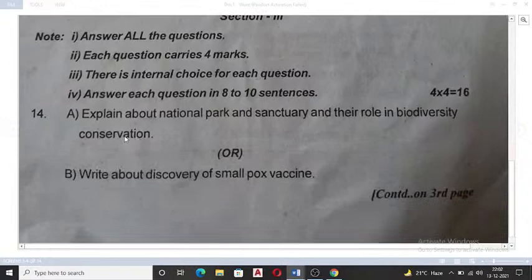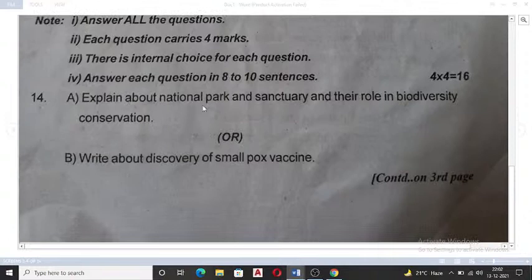Coming on to your section 3, the last section that carries 4 marks, and here internal choice will be there. In the 14th, either A or B you can do. Explain about national parks and sanctuaries and their role in biodiversity. If you know this, you can go with that, or if you feel that, oh ma'am, in the 14th one B is easy, you can go with that.